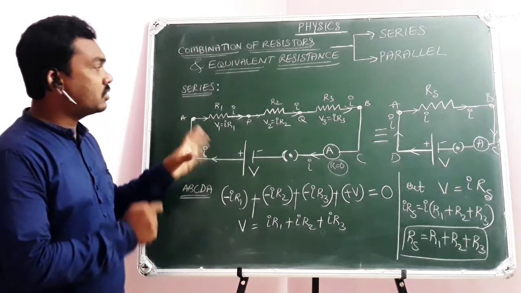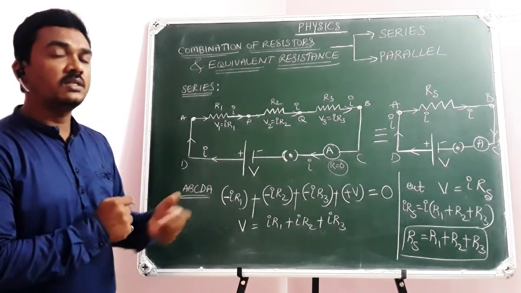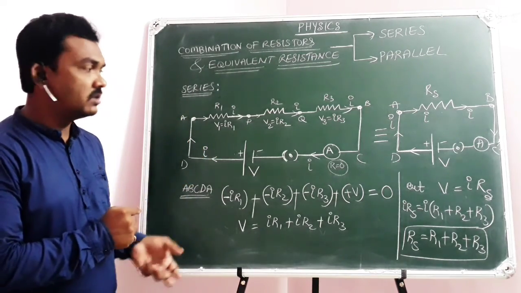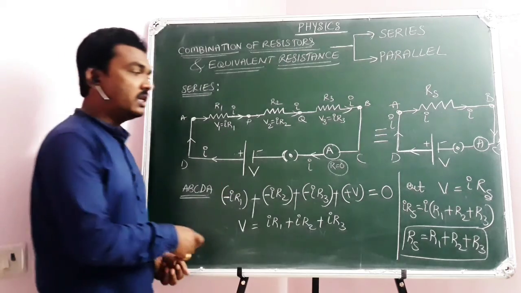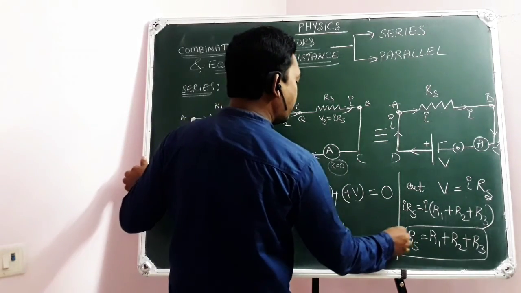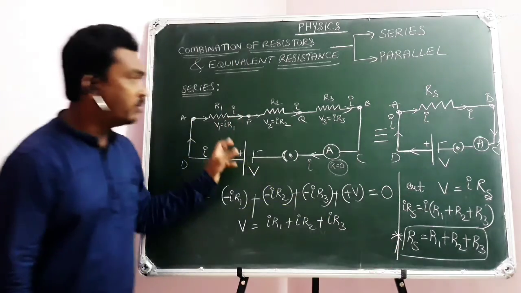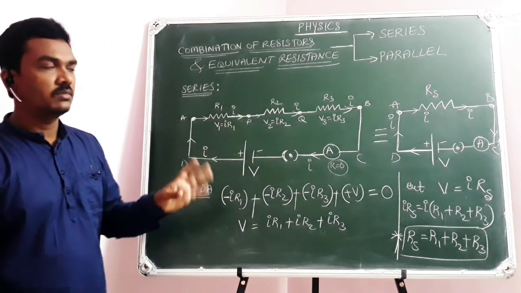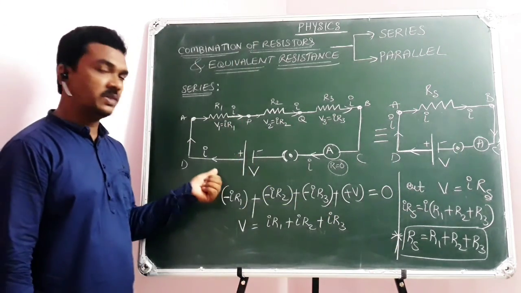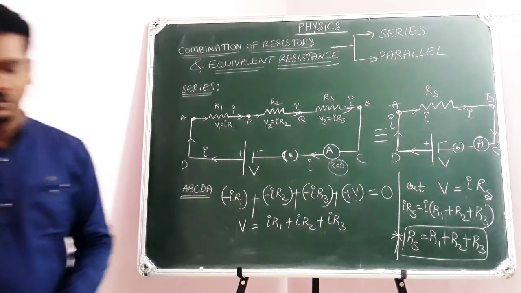But regarding this series combination of resistors, there is a little more explanation to be discussed. First of all, you note down this. Ultimately, this is the derivation for equivalent resistance of a series combination of resistors. No doubt, still there is a little more explanation for this.